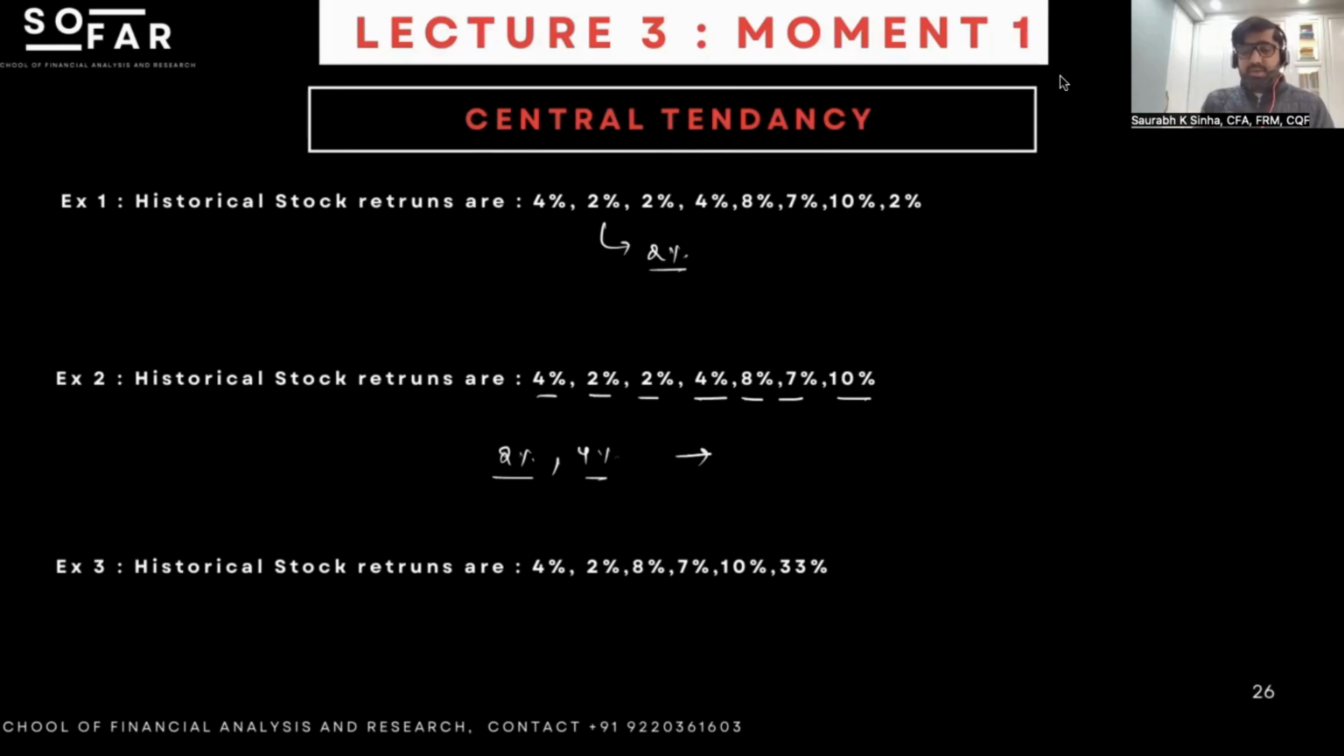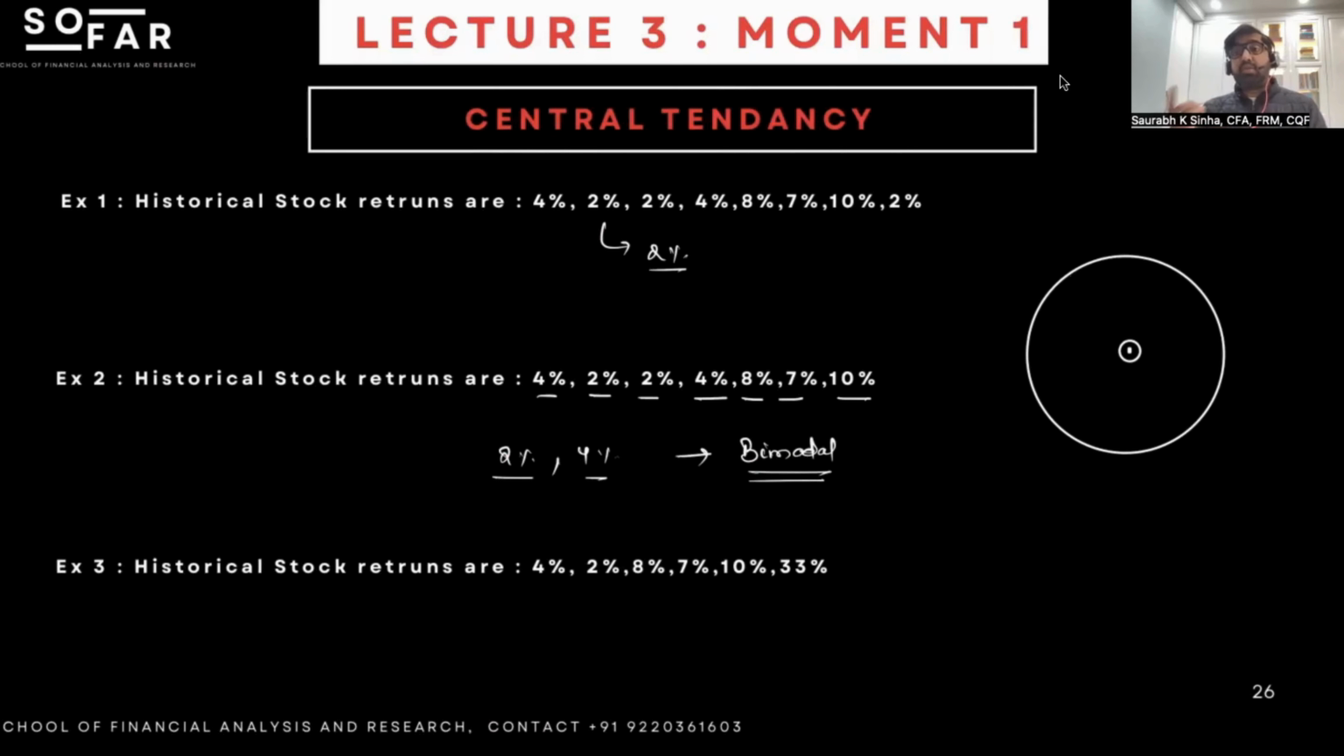Now I have two modes. So this is bimodal data, which is counterintuitive from the concept of center. Because if this is my data, I want to have a single center. Now you're saying there are two centers of the data, right? But the problem doesn't stop there.